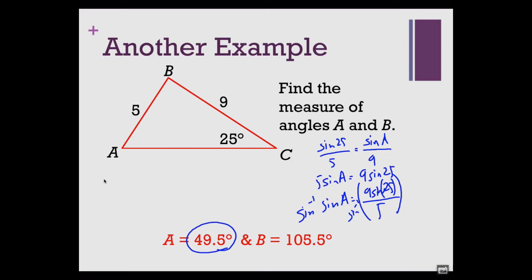So a couple things. Set up your law of sines, cross multiply, solve for what you're looking for, and then in this particular case, as I said, anytime you're looking for an angle, you have to do an inverse sine to get that angle by itself. Okay, questions before we move on?